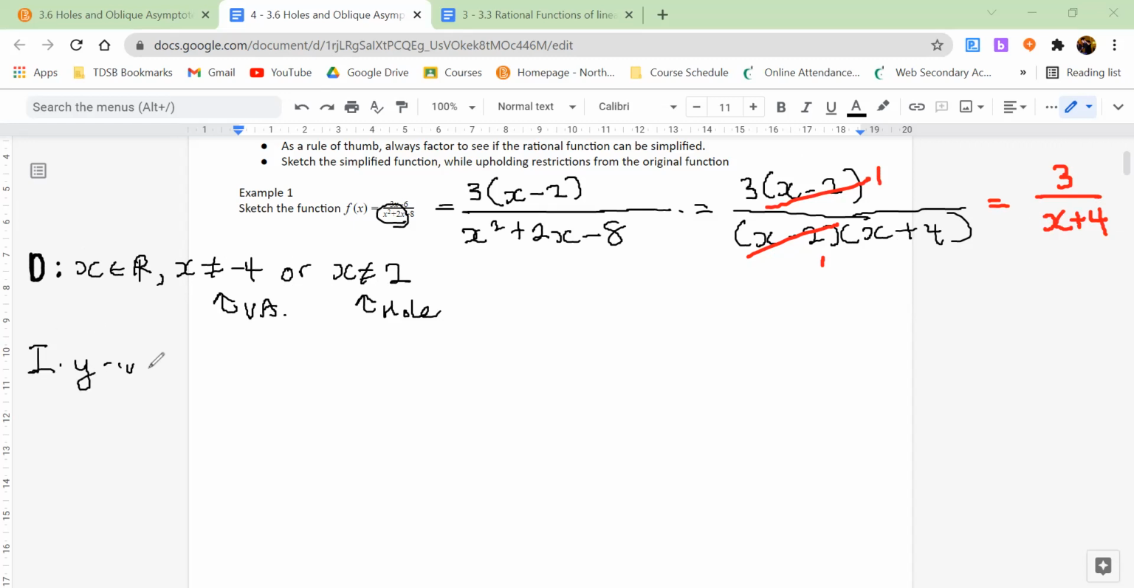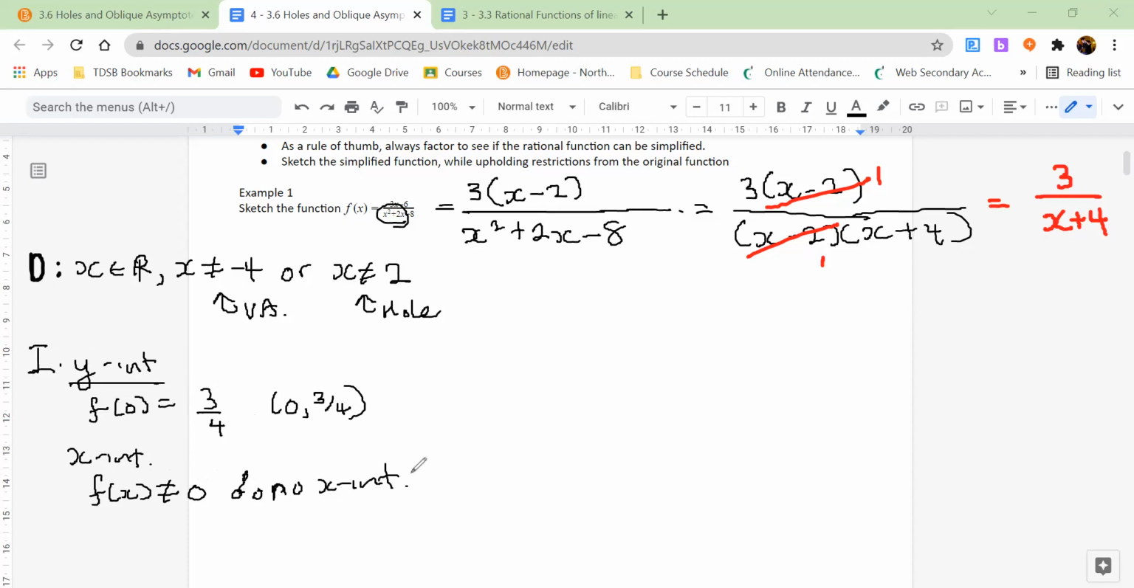Intercepts. For the y-int, f of 0 is going to be 3/4. For x-int, f of x will never equal a 0, therefore no x-intercept. Now, time for asymptotes. VA, we've already established, is equal to -4.